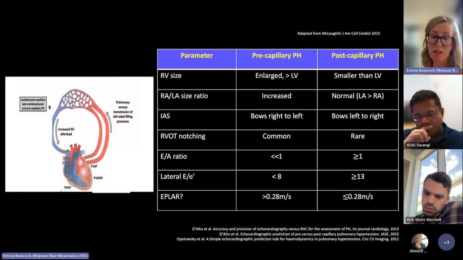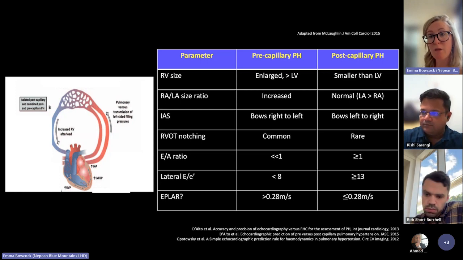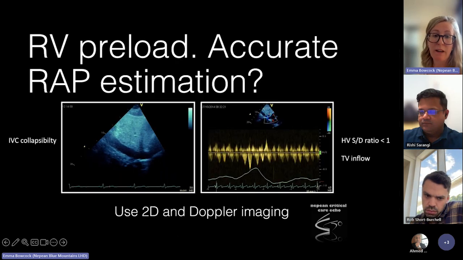So this is a whole talk in and of itself. I think it's interesting. I think it can help us try to phenotype the pulmonary circulation a bit better, so we can try and understand how the RV is behaving. But we need more work in this area, I think, and it's not easy.